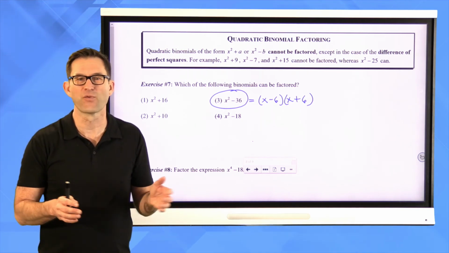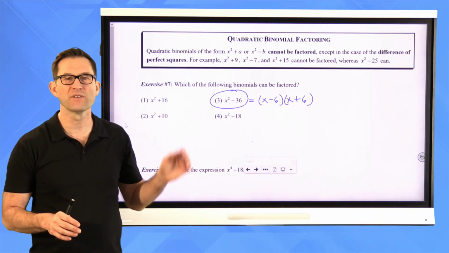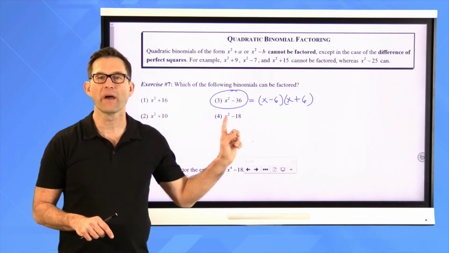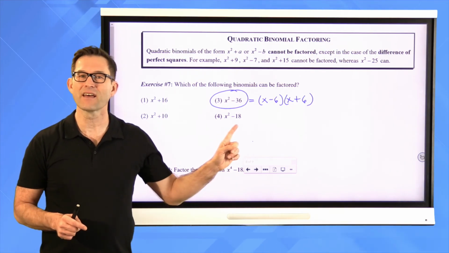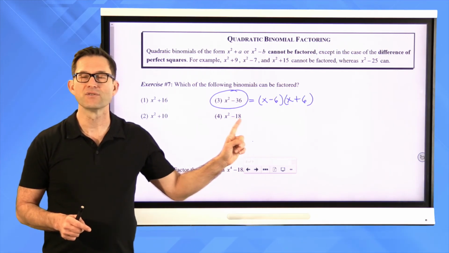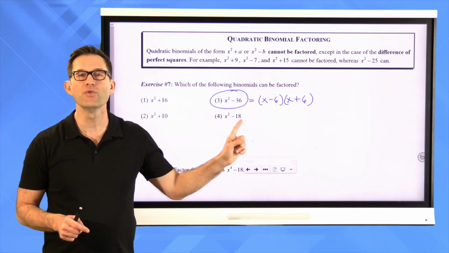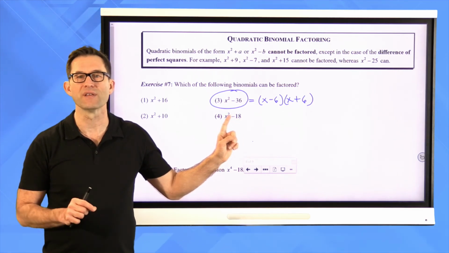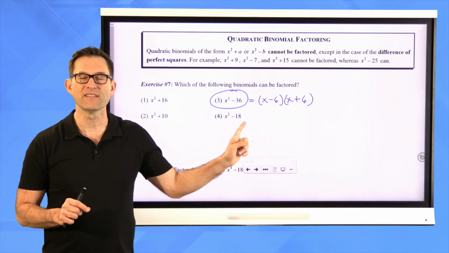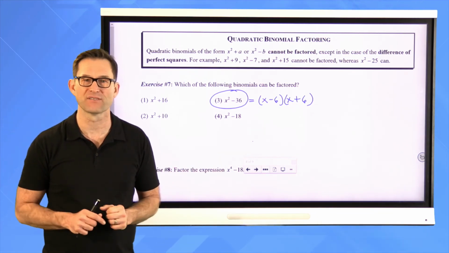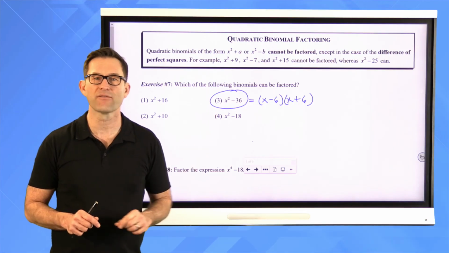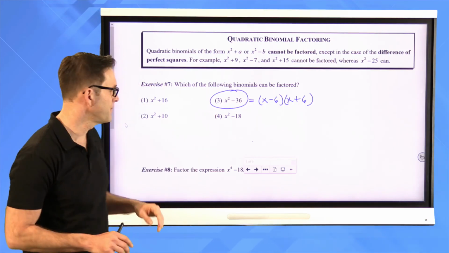If it was x plus 4 times x plus 4, x squared plus 10, that seems tempting. X squared minus 18 seems tempting because it's a difference at least, but 18 is not a perfect square, right? There are no two integers that you can multiply together to get 18 and add together to get 0, because they'd have to be opposites, which means that 18 would have to be a perfect square, and it's not.